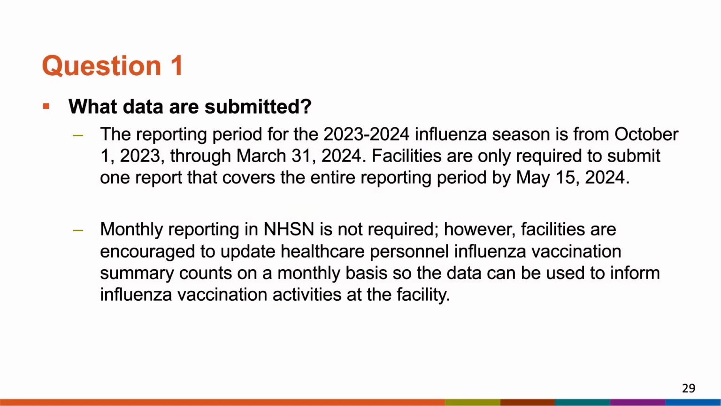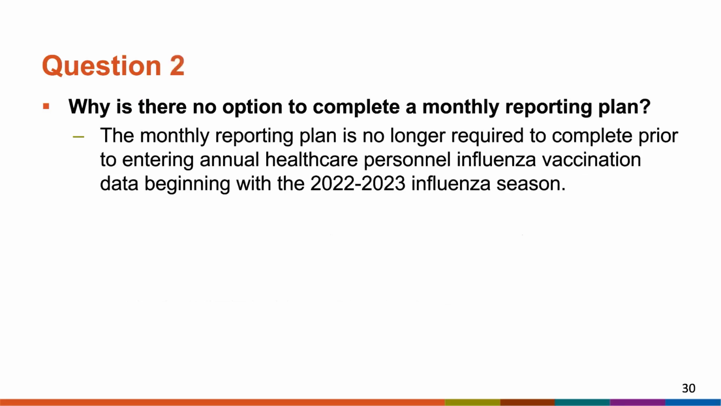However, facilities are encouraged to update healthcare personnel influenza vaccination summary counts on a monthly basis so the data can be used to inform influenza vaccination activities at the facility. The second question is, why is there no option to complete a monthly reporting plan? As of 2022-2023 influenza season, the monthly reporting plan is no longer required to complete prior to entering annual healthcare personnel influenza vaccination data.